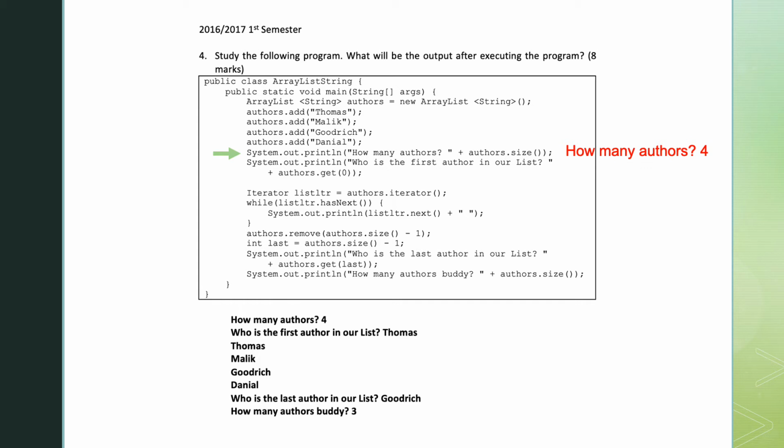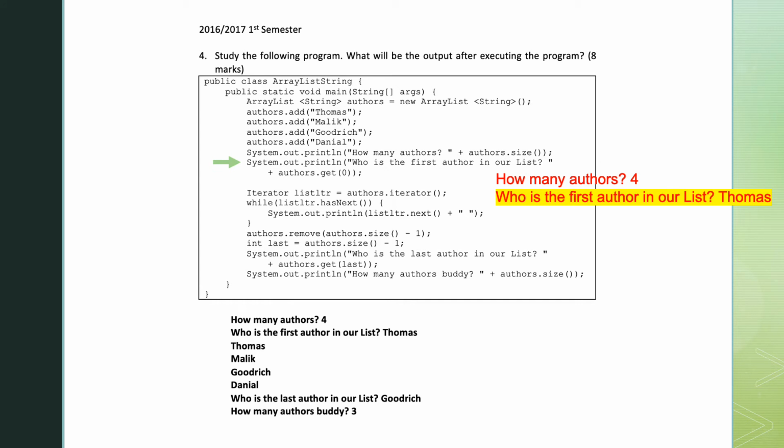So in that line, the output would be how many authors? 4. It shows 4 because the size is 4. However, the index is from value 0 up until 3. There's no value for index 4.